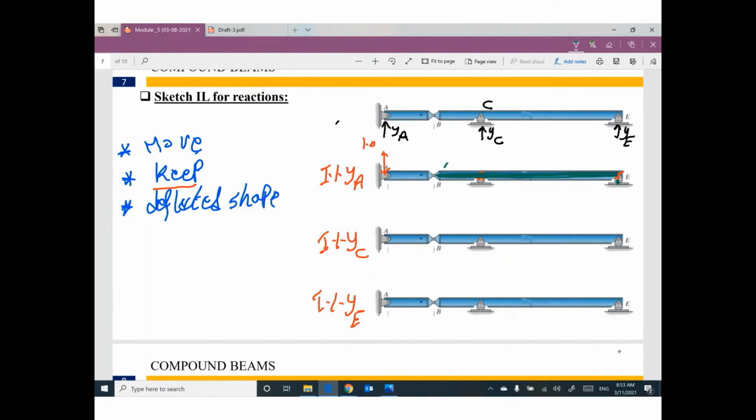If this side of the beam didn't move, the other side of the connected beam will not move because we have here pin connection. So I believe the new deflected shape will be like this. This diagram can be called influence line for YA.